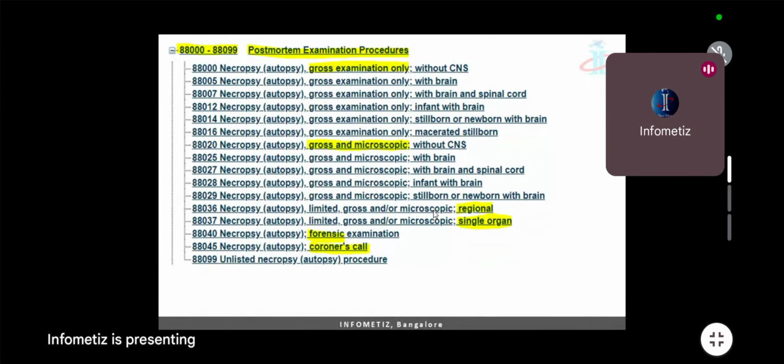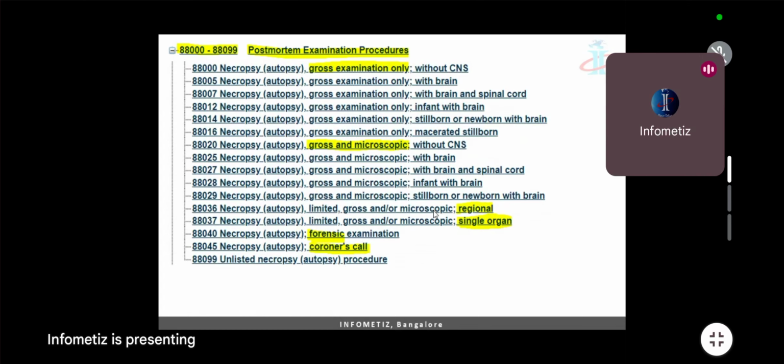88016 is a stillborn, a macerated stillborn. It's only gross examination. Macerated stillborn means the baby's structure is not fully developed. It is stillborn, but the structure is not developed. We cannot see the complete face, complete body and all. Macerated. Okay. This is when the fetus died at an early stage of pregnancy, especially before the 7th month.